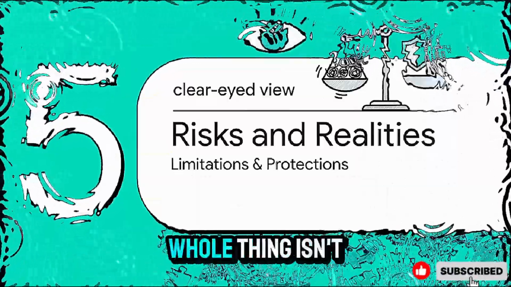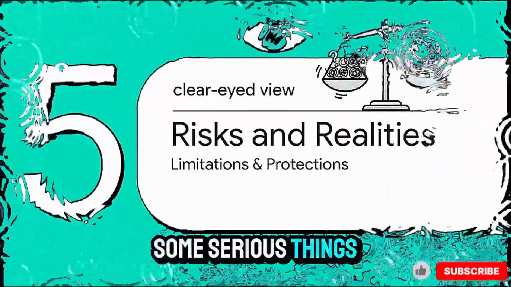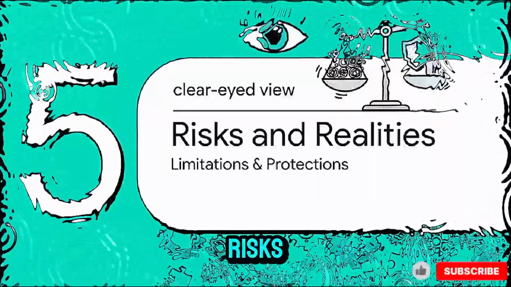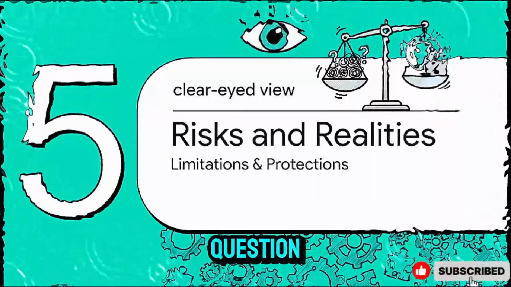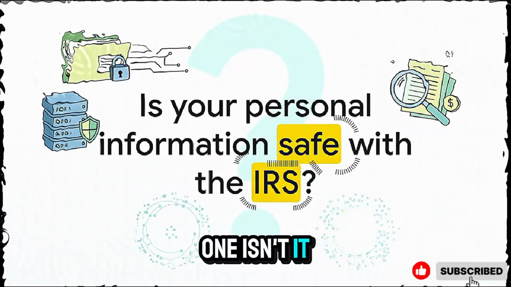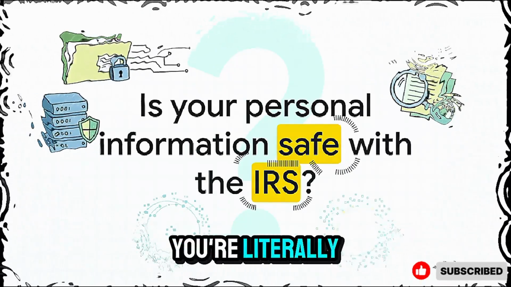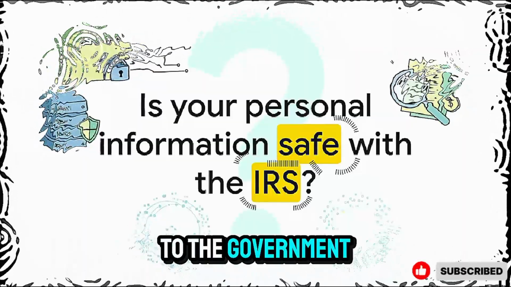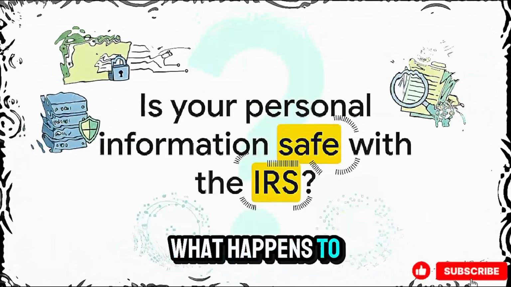Of course, this whole thing isn't without some serious things to consider. It's really important to be clear about the potential risks, which naturally leads to the big question on pretty much everyone's mind. And that's the one, isn't it? When you apply for an ITIN, you're literally handing over your personal information to the government. So it's fair to ask, what happens to my data?